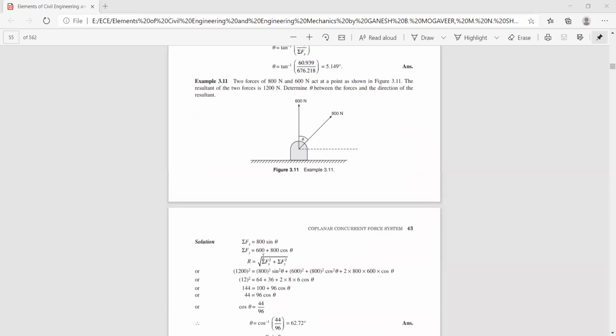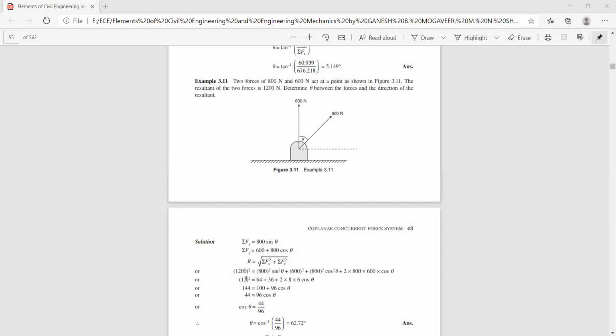So now let us go to the solution. You can see sigma f of x is equal to 800 sine theta, that is the horizontal component, and sigma f of y is 600 plus 800 cos theta. So you know R is equal to the square root of sigma f of x square plus sigma f of y square. So that is squaring on both sides.